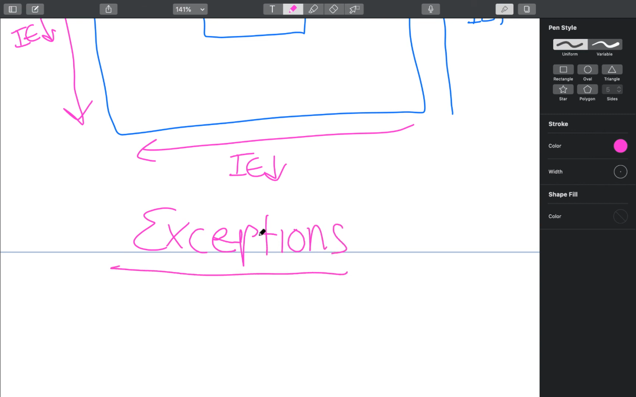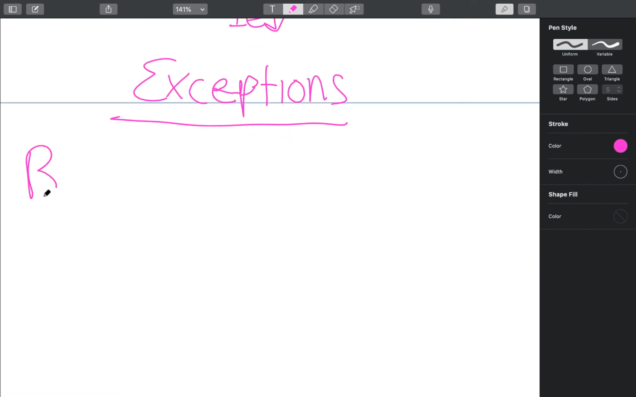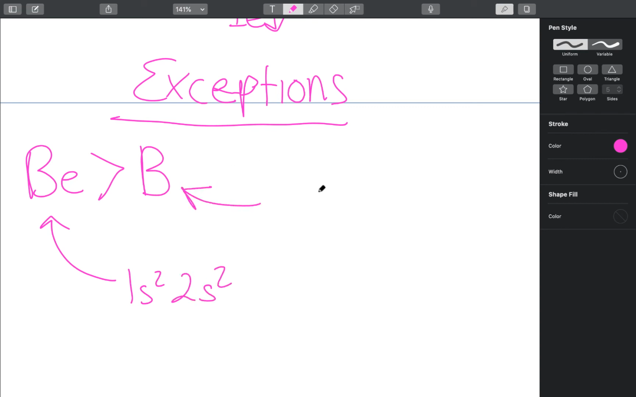Sorry about that, my pen's acting a little weird. So there are two exceptions that you need to know. The first is that beryllium has a higher ionization energy than boron. And this is not what we expect because beryllium is to the left of boron. So why is this the case? Beryllium has the electron configuration of 1s2, 2s2, while boron has the electron configuration of 1s2, 2s2, and 2p1.